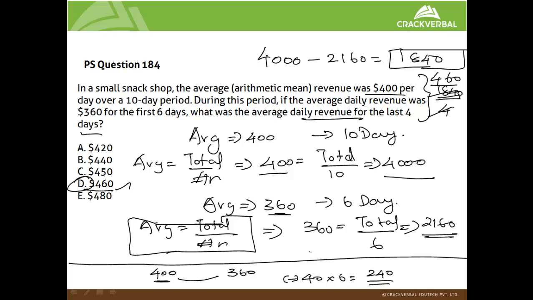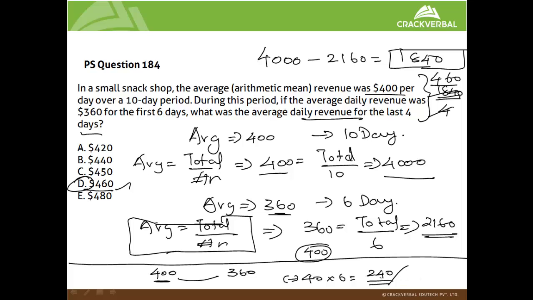So the average for each day is supposed to be 400, and 240 is exactly what we are behind than the normal total. So in that case, 240 divided by the remaining 4 days, we have to compensate this extra.